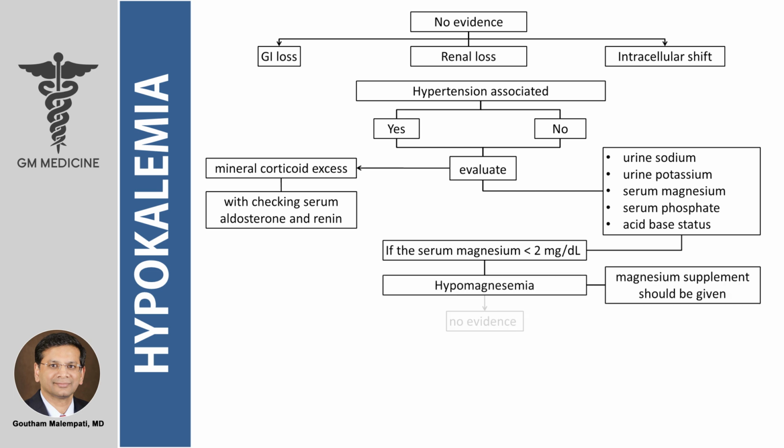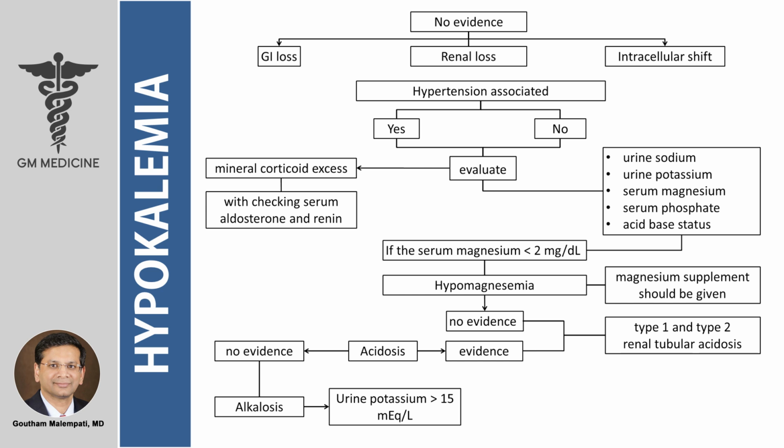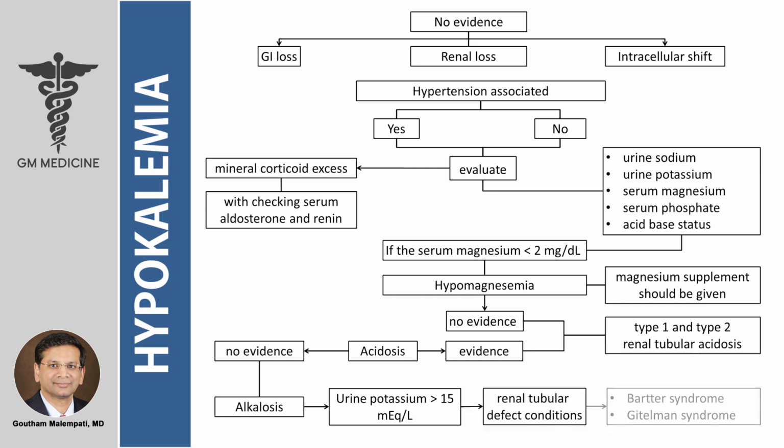magnesium supplement should be given. If there's no evidence of hypomagnesemia, then if there's evidence of acidosis, which could be type 1 and type 2 renal tubular acidosis. If there's no evidence of acidosis, but there is alkalosis, and if the urine potassium is greater than 15 milliequivalents per liter, one should consider renal tubular defect conditions such as Bartter syndrome, Gitelman syndrome.